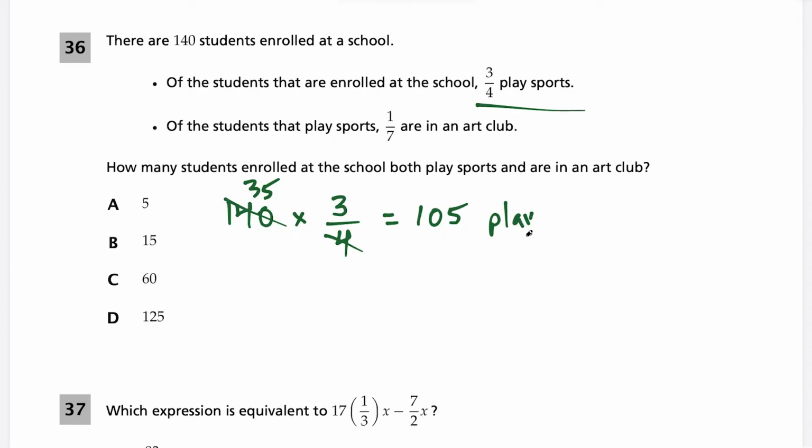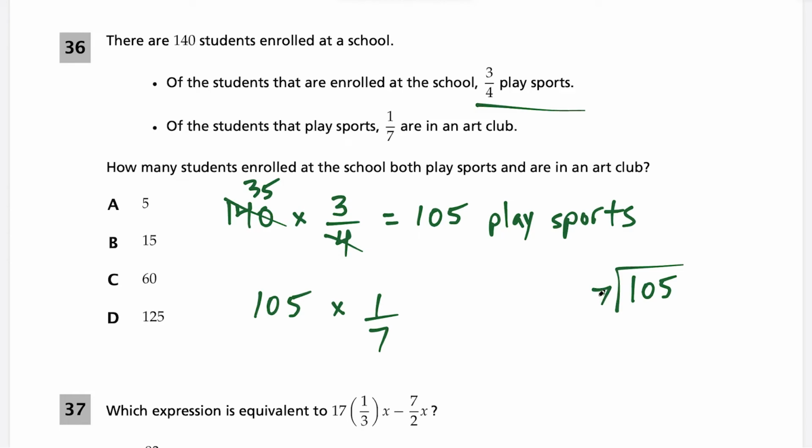And now what they tell us next, out of the students that play sports, 1 out of 7 of those students are in an art club. So now we could just take 105 and take 1/7 of this. And if we multiply 105 by 1/7, we're really just doing 105 divided by 7. So I'll just do that off to the side, or we could use the calculator.